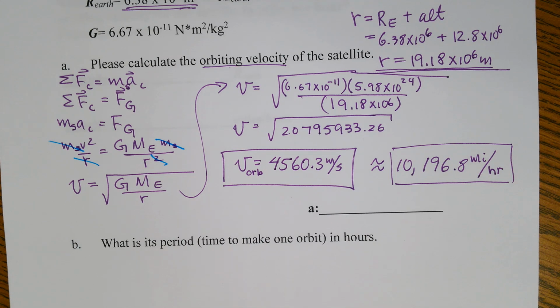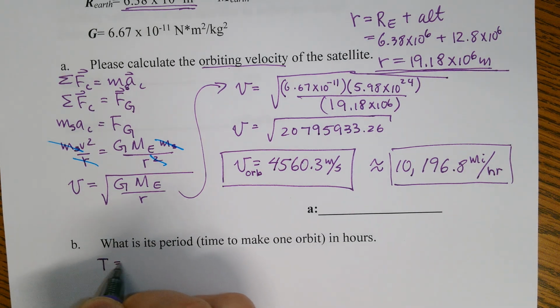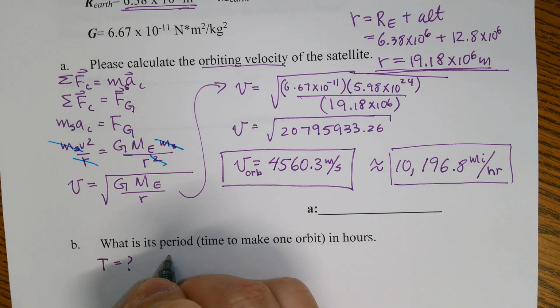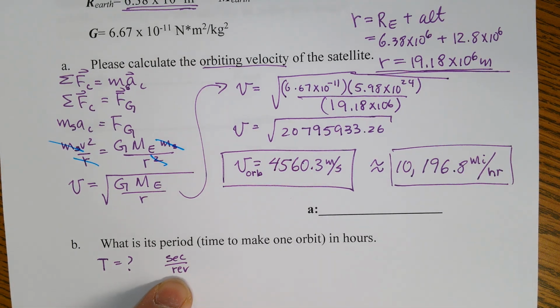All right. Now they're asking us, what's the period of the satellite? In hours. So how long does it take to make one complete revolution around the Earth? That's what they're asking. So they're really looking for the period T, which is seconds per revolution. But they want it in hours. We could figure it out in seconds first, and then convert that into hours easily, right?